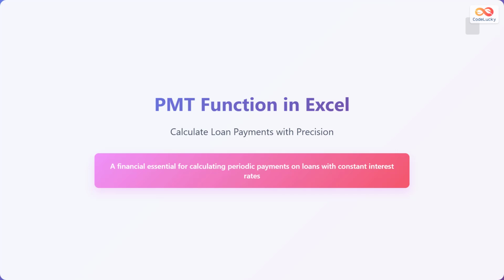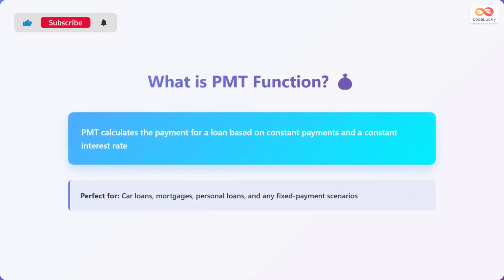Let's explore the PMT function in Excel. This function is a financial essential for calculating periodic payments on loans with constant interest rates. The PMT function calculates the payment for a loan based on constant payments and a constant interest rate. It is perfect for calculating car loans, mortgages, personal loans, and any fixed payment scenarios.